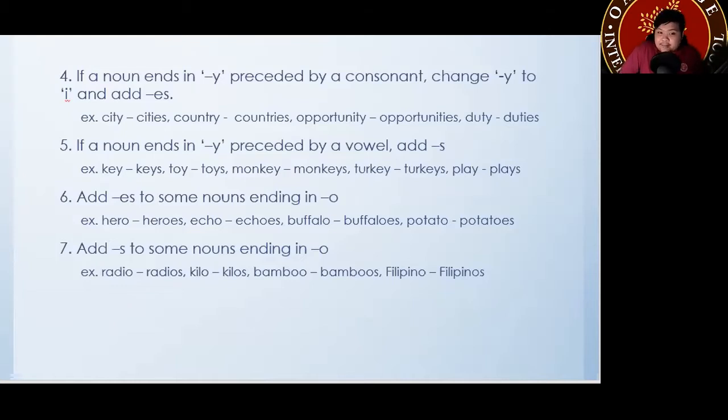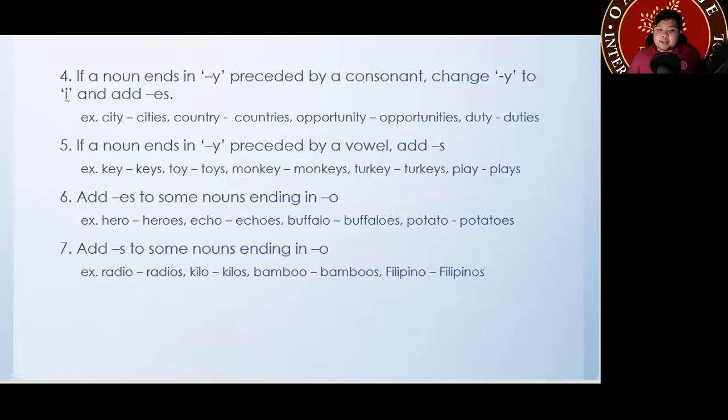But rule number seven: some nouns that end in o, you just add s. For example, radio, radios; kilo, kilos; bamboo, bamboos; Filipino, Filipinos. So for number six, usually when they come after a consonant, not all the time, but usually, you add es.